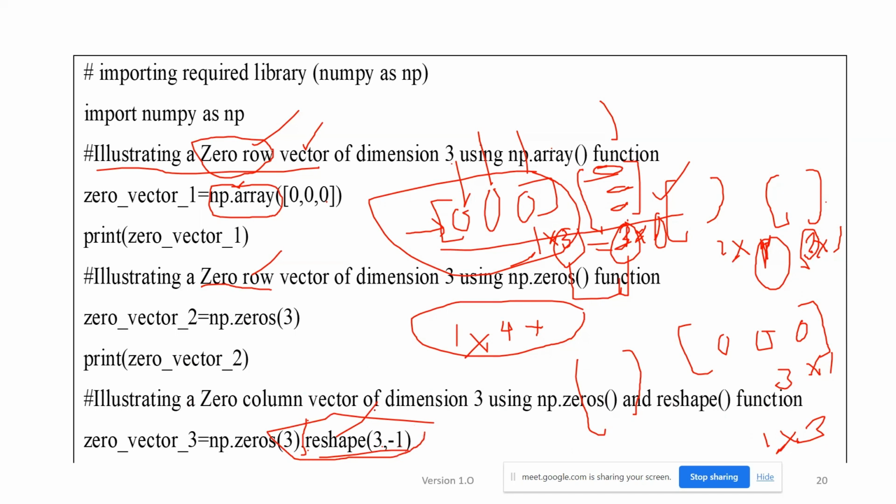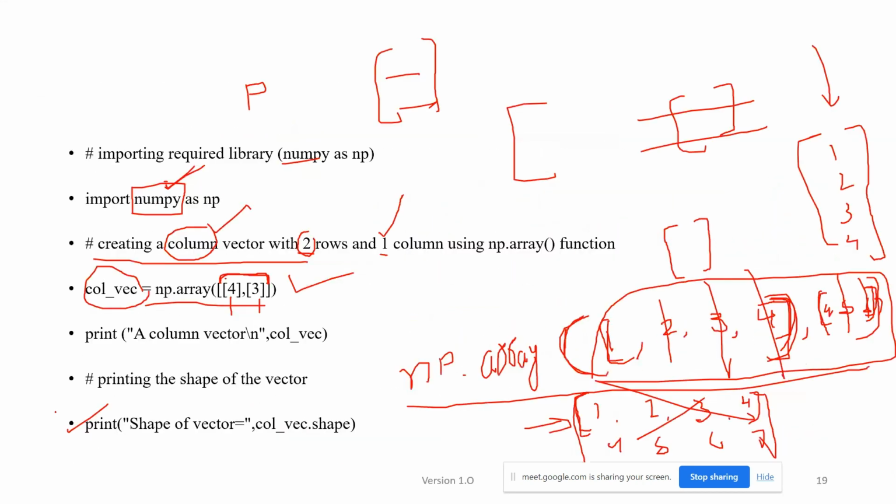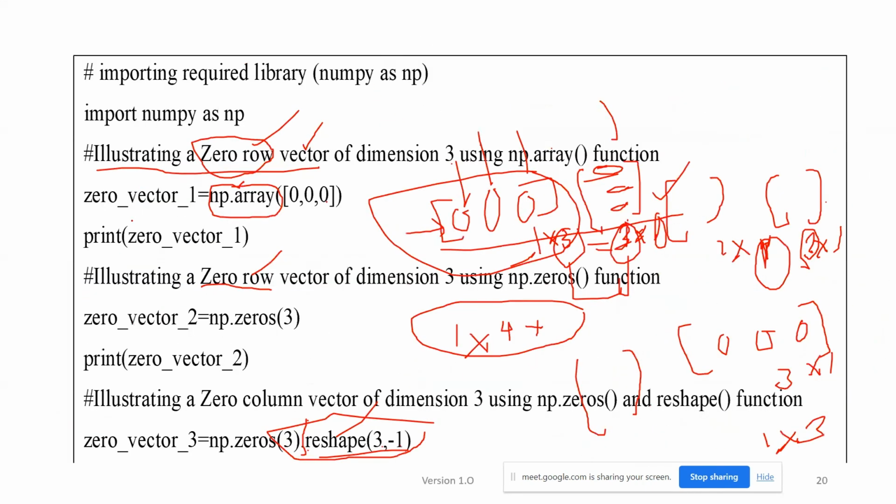You should remember I am not using many functions. Only simple functions: the array function, and the zeros function to represent zeros. If you want to represent ones, you can use the ones function. Then I am using the reshape function. At least you should remember these three functions because we are doing calculations with vectors.